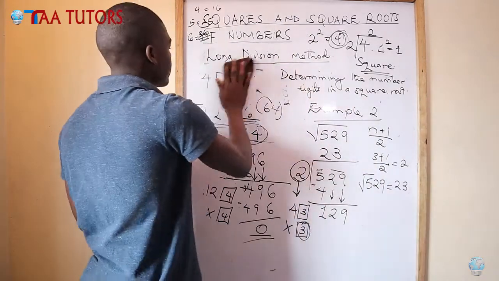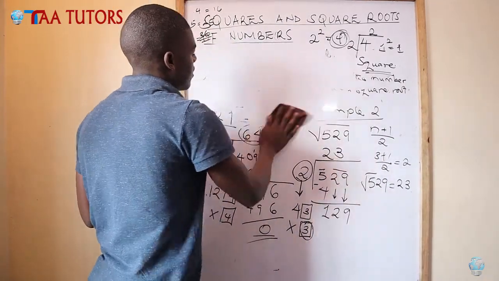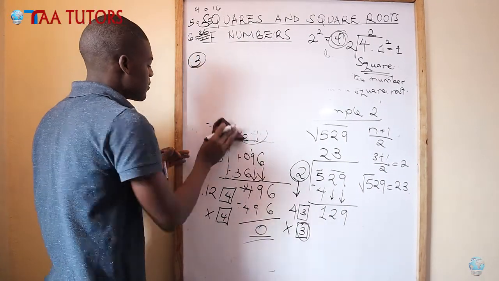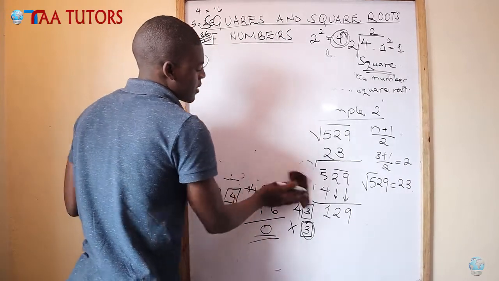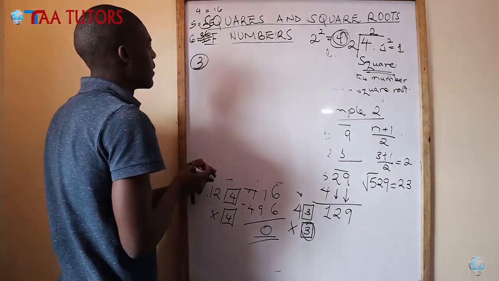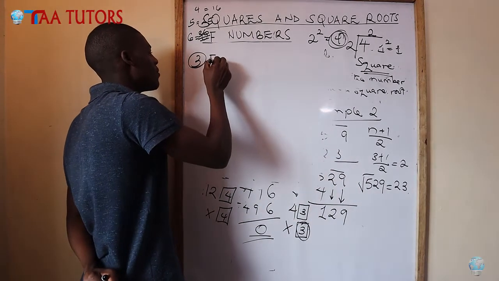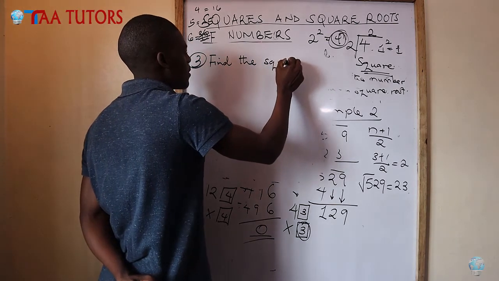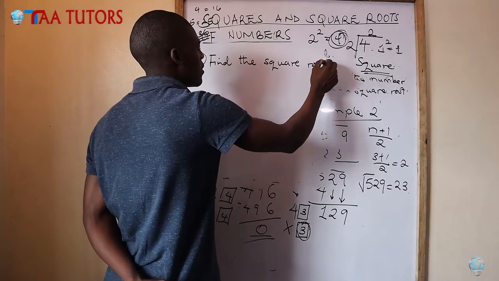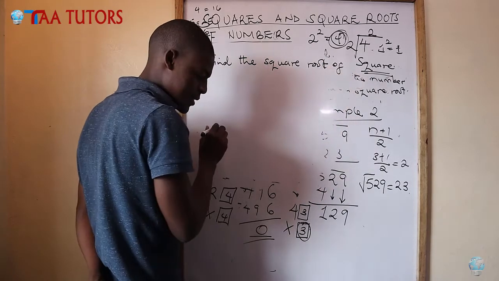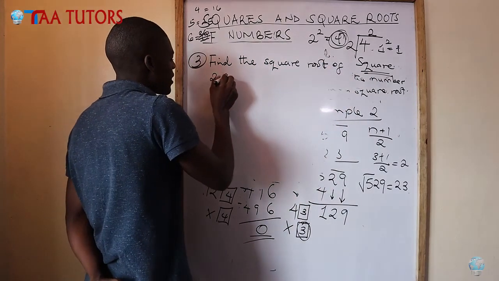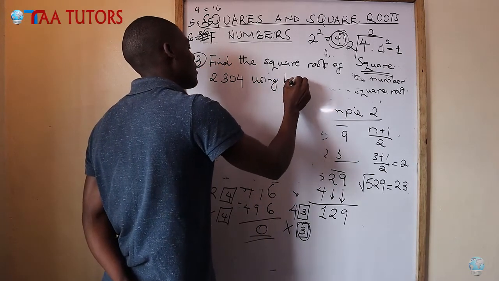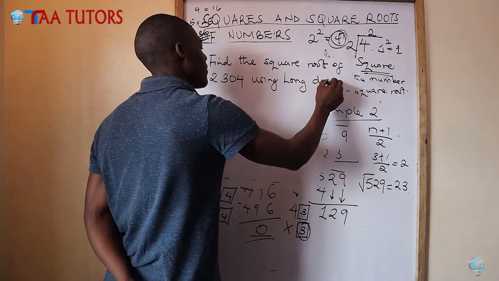Another technical example, that is example 3 now. Example 3, we are given this. Find the square root of 2304 using long division method.